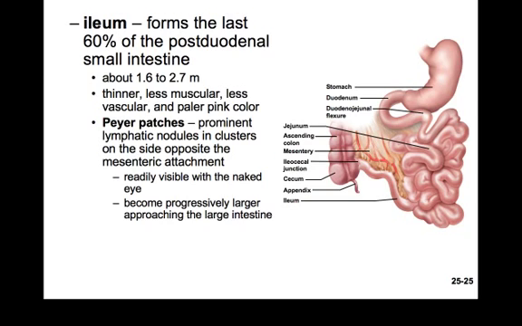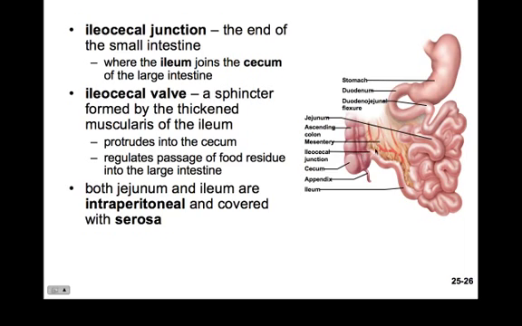traveling through the intestines. Where the ileum joins the large intestine is called the ileocecal junction. The cecum is this pocket of the large intestine sitting right here. The ileocecal valve is the sphincter here that regulates the passage of food and other digestive residue into the large intestine. It's formed by a thickening of the muscularis on the ileum. Both the jejunum and the ileum are intraperitoneal, and thus they are covered with serosa.